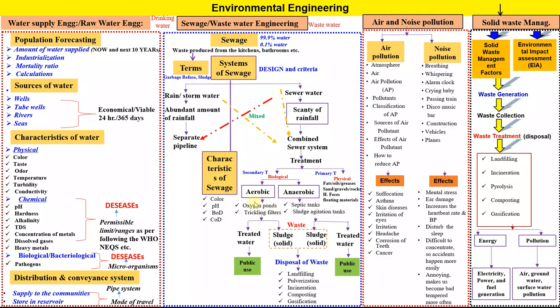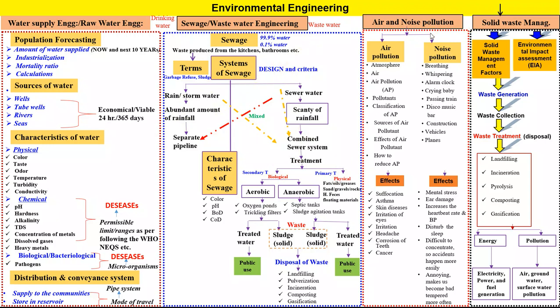Then from the treatment, we have two products: one is sludge, the other is treated water. Treated water we can use for public use, and sludge we can dispose of through different methods like landfilling, pulverization, incineration, composting, and gasification. So this is all about the sewage or wastewater part, number two.